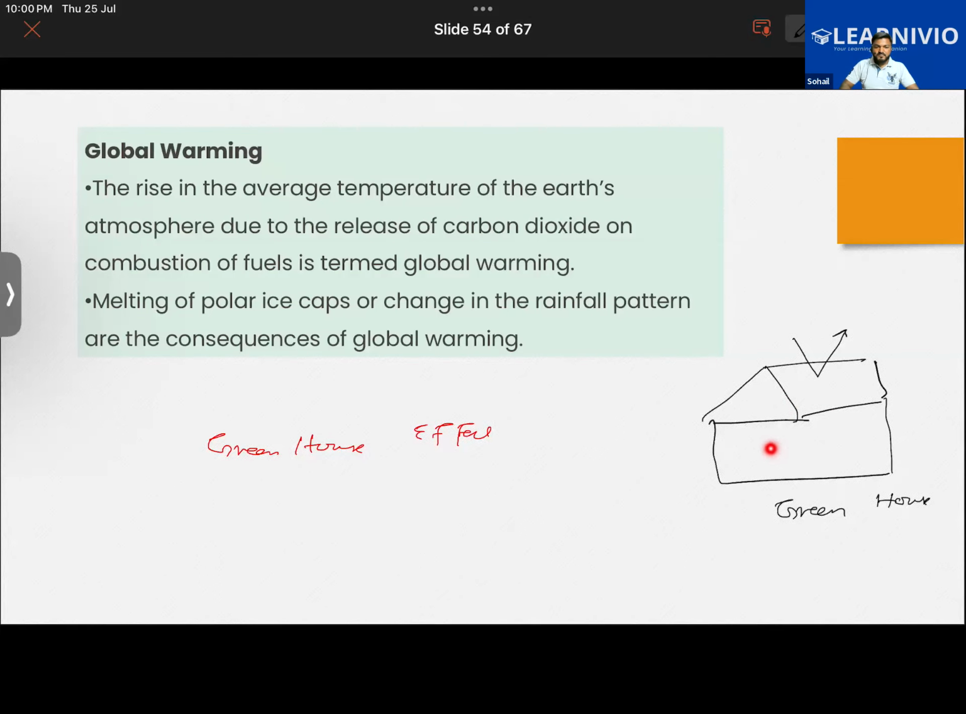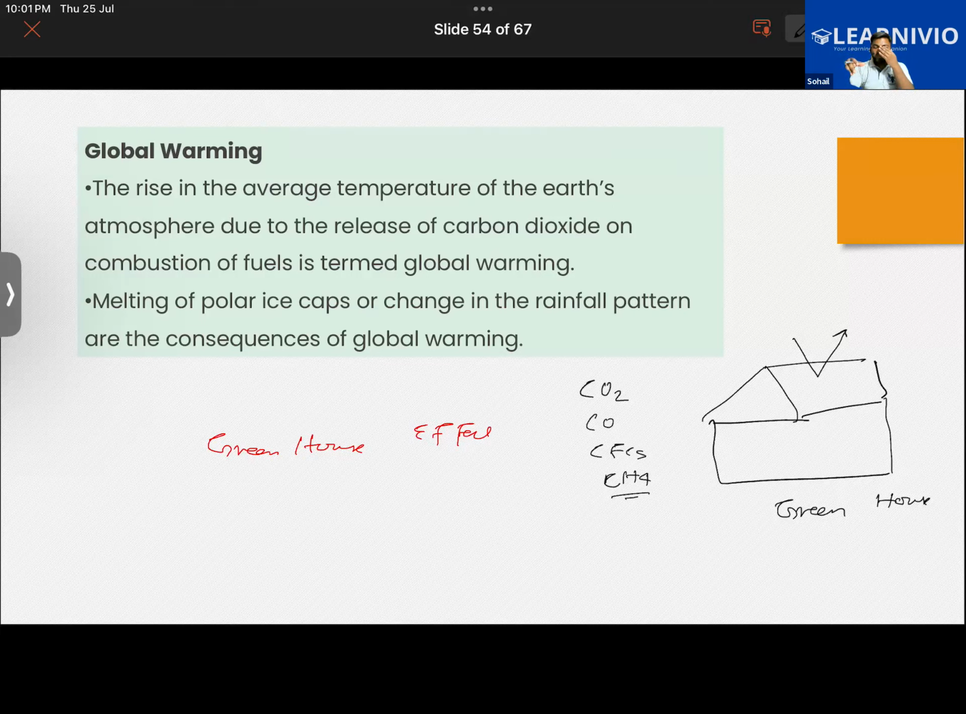Right, Ibrahim? So this roof is kind of trapping the heat of the sun. Similar to that, there are some gases like carbon dioxide, carbon monoxide, chlorofluorocarbon, or methane, CH4. They will be acting similar to the roof of this house, and thereby they will be trapping the heat, and hence make our atmosphere warm and make the surface of the earth also warm. Thereby, the polar ice caps, the glaciers would be melting. That would disrupt the rainfall pattern, and they would also lead to flooding, right? So these are the consequences of global warming.